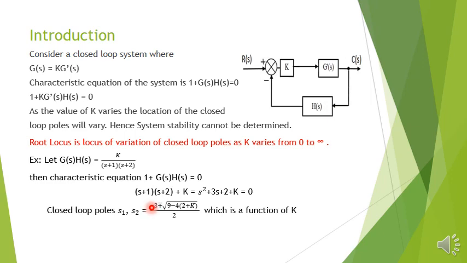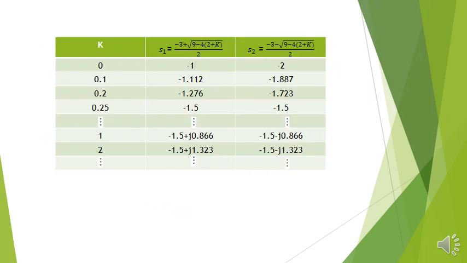Based on that, the poles are minus 3 plus or minus square root of b square, 9 minus 4 into 1 into c, divided by 2a, which here is 2 plus k divided by 2a. Now these closed loop poles are functions of k. As I vary k from 0, if I substitute the value of k here, I will get minus 1 and minus 2. These are the two poles when k equals 0.